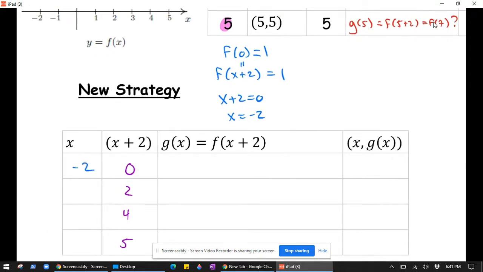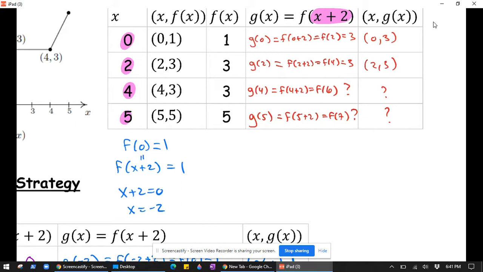that is going to produce, well, let's see, g of negative 2 equals f of negative 2 plus 2 equals f of 0. Oh, but we know that. That's 1. So (negative 2, 1) is a point. Let's try another point. So I know, for instance, that f of 2 is equal to 3. And I want f of x plus 2 to equal 3. So that tells me I should set x plus 2 equal to 2, which means that x is 0.